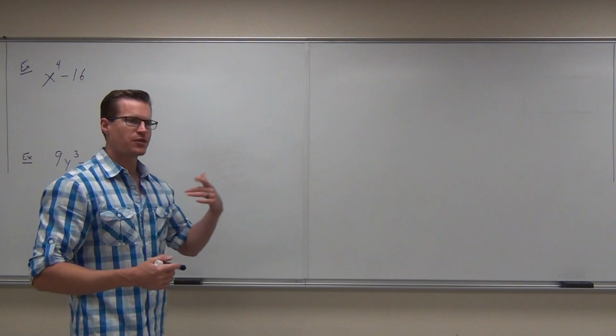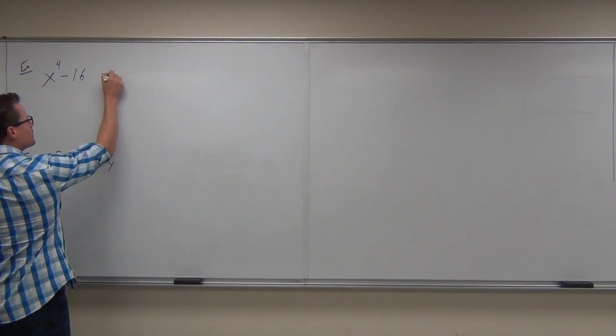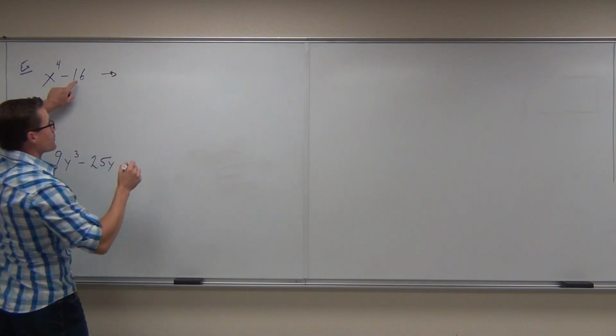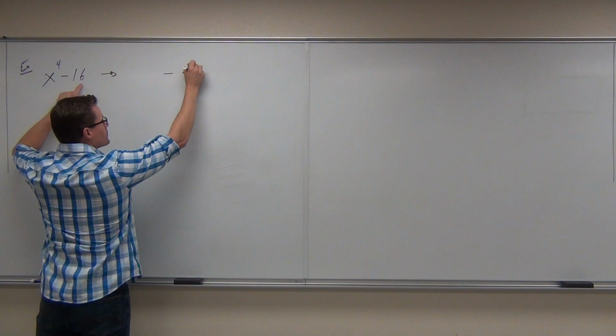Well, you kind of have to think about it and make it a difference of squares. So if we have x to the 4th minus 16, that's all well and good. I know that that's a square. How else could I write the 16? 4 squared. So that fits.